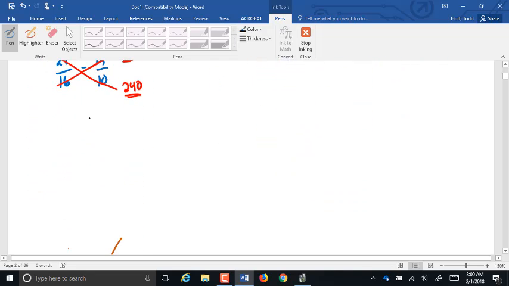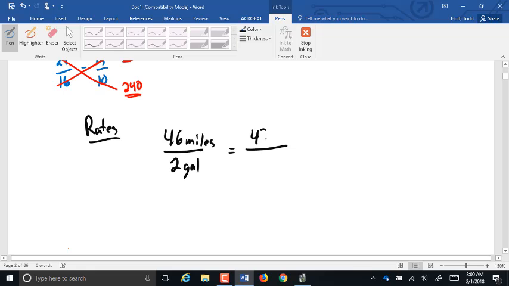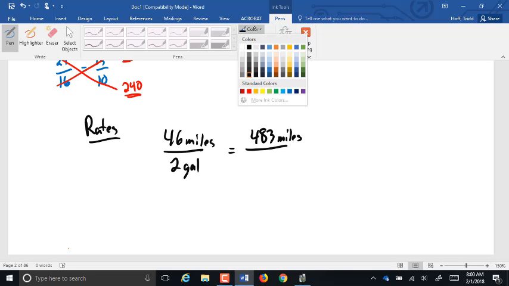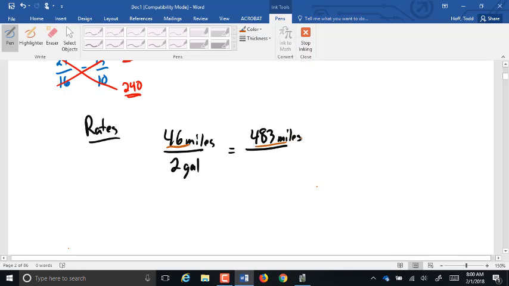Most of our rates are direct relationships. For example, if you go 46 miles on 2 gallons of gas, and you want to know how much gas it is going to take to go 483 miles, that is a direct relationship. The miles went up. What's going to happen to the number of gallons of gas needed? It's going to go up and get larger. We can set it up in a proportion, and cross multiply and divide. 2 times 483 divided by 46 is 21. It'll take 21 gallons to do that.